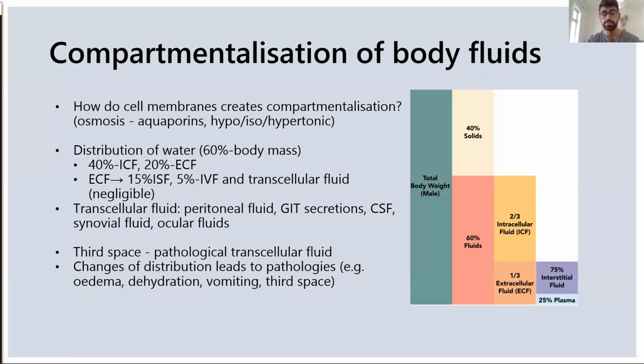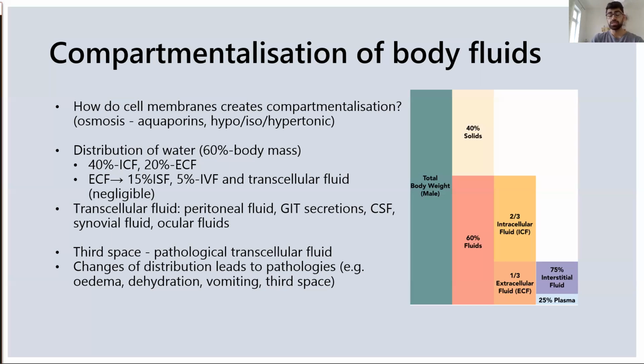Third space, this is pathological. Third spaces are volumes in the body which can be occupied by liquids, but they shouldn't be occupied by large quantities of fluid. Changes of distribution of the values in this table will lead to pathologies: so edema, dehydration, vomiting, occupation of the third space. So it's just important to know the compartments and what we expect to find in each compartment.